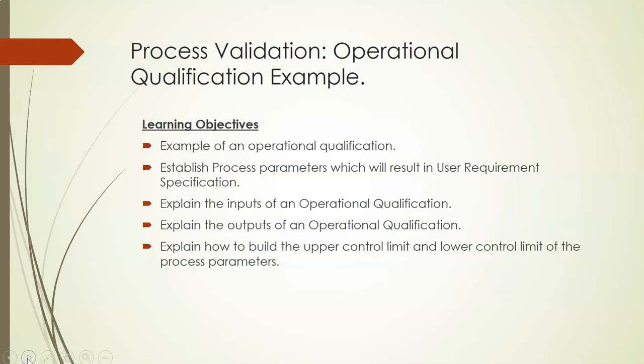The learning objectives for this lecture are as follows. I will demonstrate an example of an operational qualification. I will show how process parameters are established which enable the output to meet the user requirement specification. I will explain how input process parameters are developed. I will explain how outputs of the machine are developed. I will explain how to create an upper and a lower control limit for the process parameters.